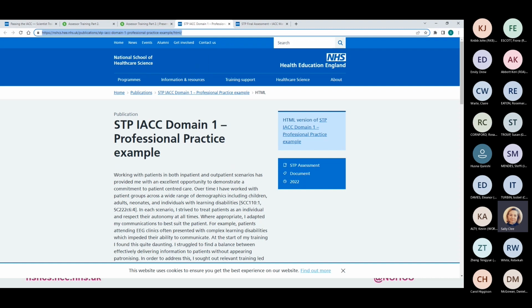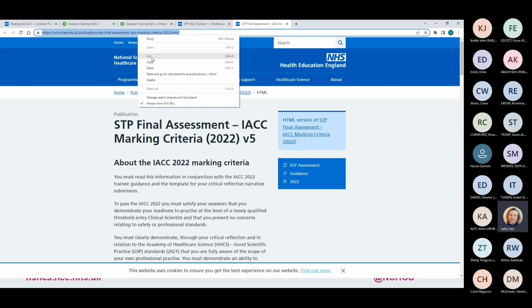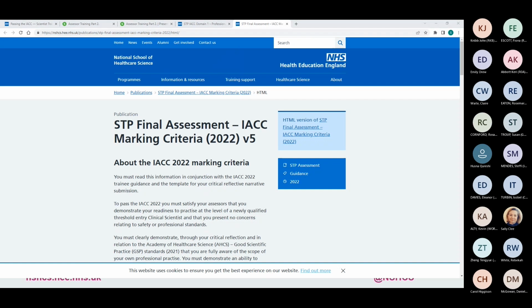So what we're going to look at is, and I'm going to give you an opportunity, so it'll go quiet. This is domain 1 that you're going to look at, and it's an actual example of somebody's IAC that passed, and this is the marking criteria. So you might want to open those up in 2 separate tabs on your device. They're on our website, so you can find them after this session as well, if you want to have a look.